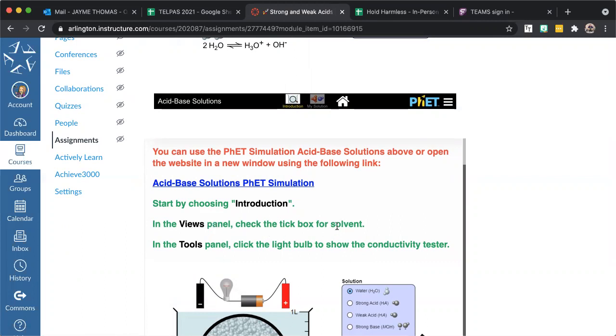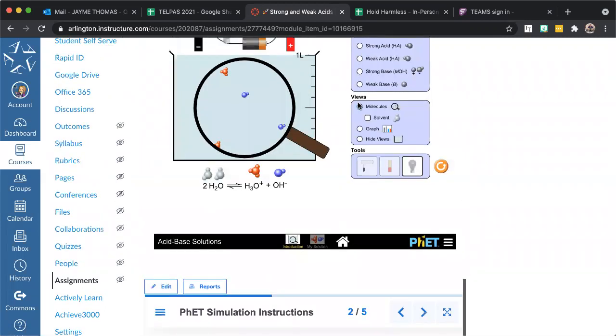You want to make sure the tick box for solvent is checked. So I'm going to go right here. Here's the views box. Here's solvent. I'm going to check this box. What it's doing is showing me the water molecules. If it's unchecked, all I'm seeing right now are the acids and the bases, okay? The hydrogen ions and the hydroxide ions. If I check solvent, now here are all the water molecules.